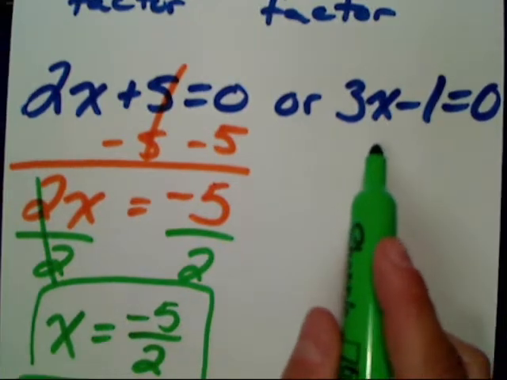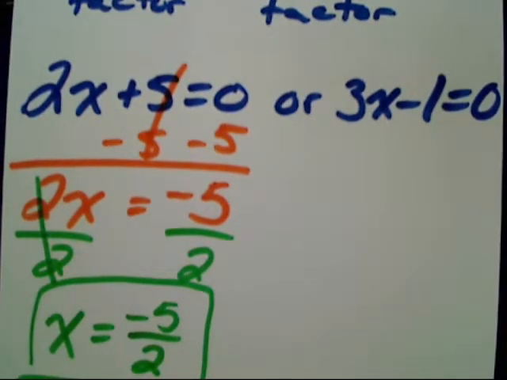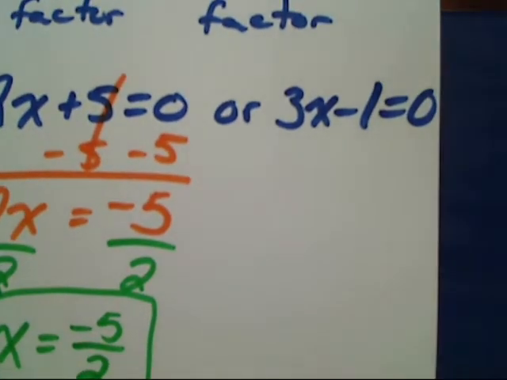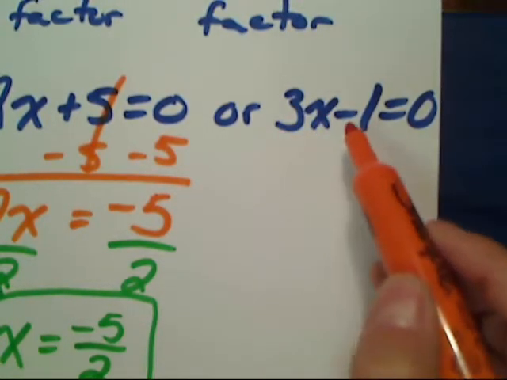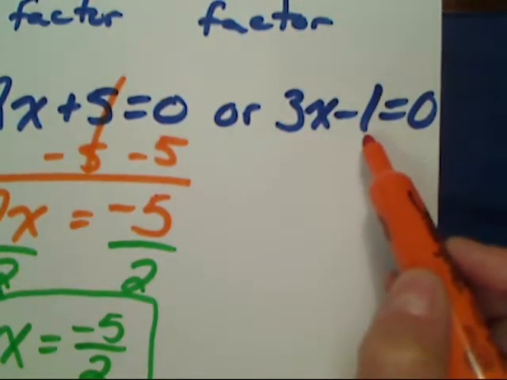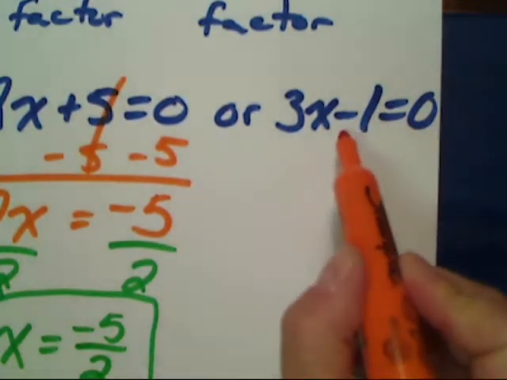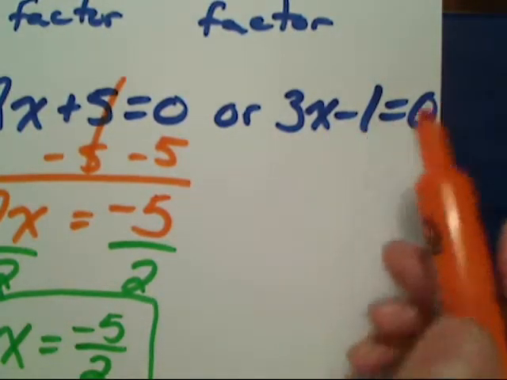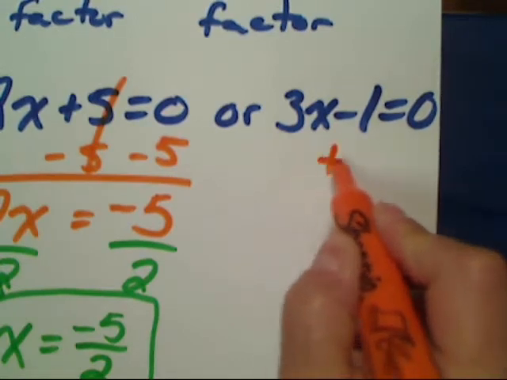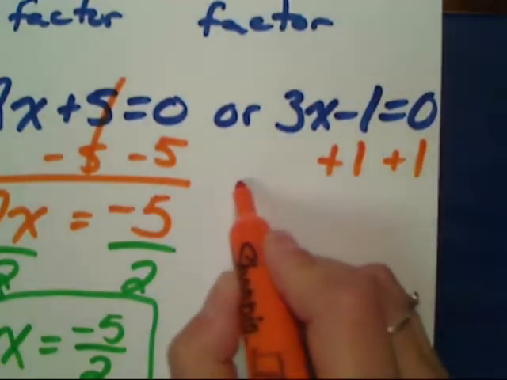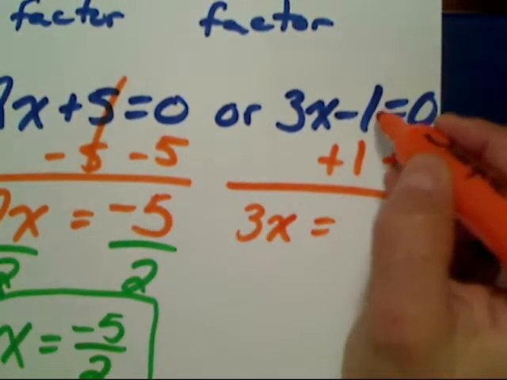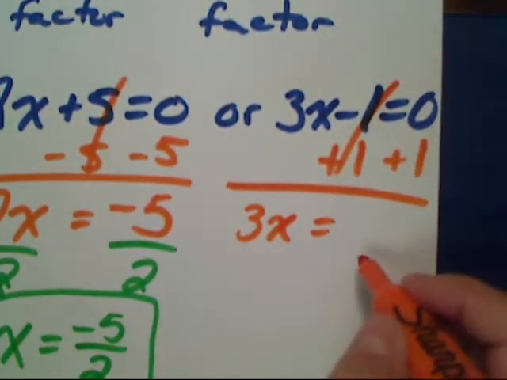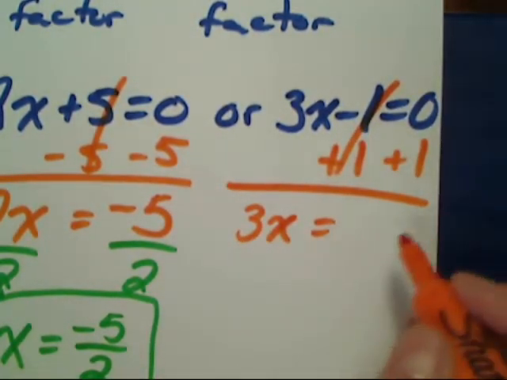However, don't forget you have a second one that you have to solve. Here it's 3x minus 1 is equal to 0. Once again, we get the term with the variable by itself by moving the other term by adding or subtracting. Because it was subtracting 1, we do the opposite operation, which is to add 1. And you do it to both sides of your equal sign to keep it balanced. A negative and a positive make 0. 0 added to anything is anything.